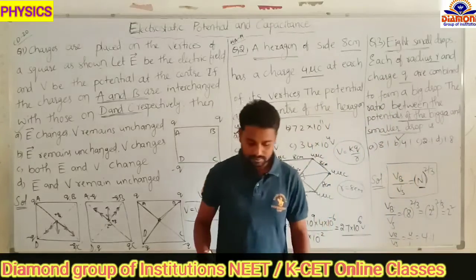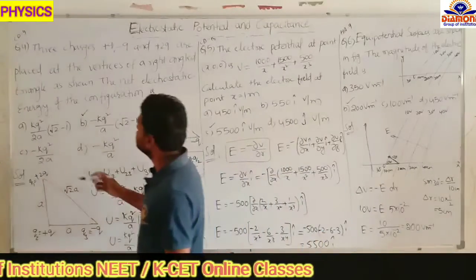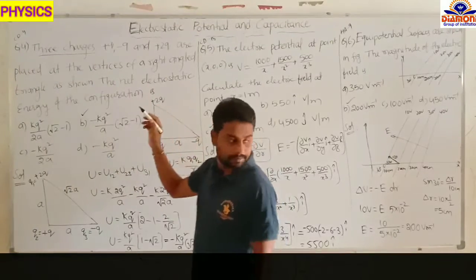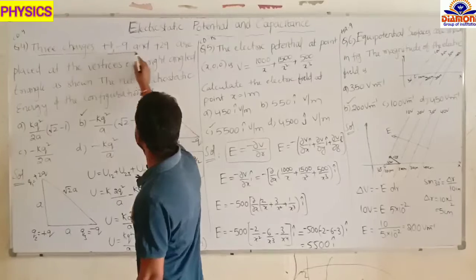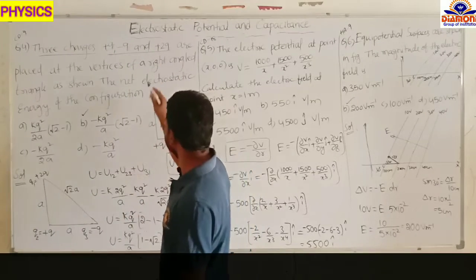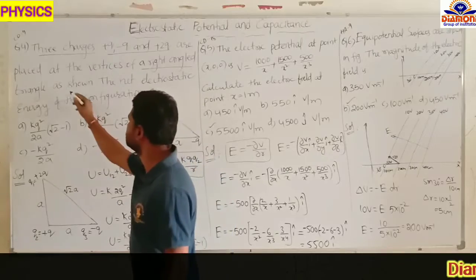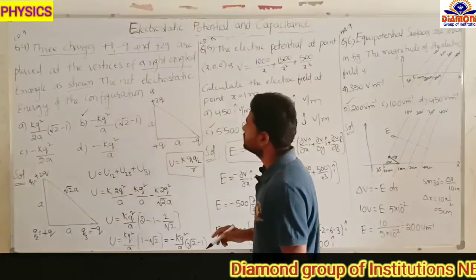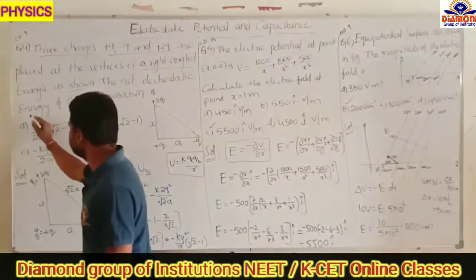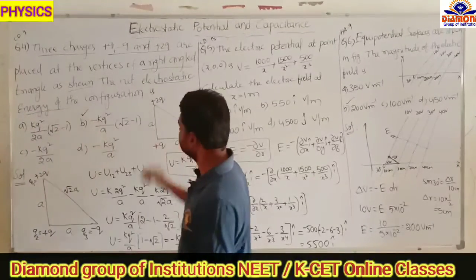Okay, now the next question, the fourth question. 3 charges, plus q, minus q and plus 2q, are placed at the vertices of a right angle triangle as shown. So this is the diagram they have given. The net electrostatic energy of the configuration is what we have to find, the system's electrostatic energy.